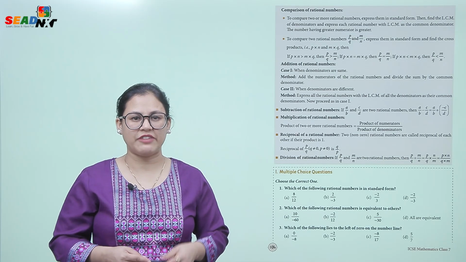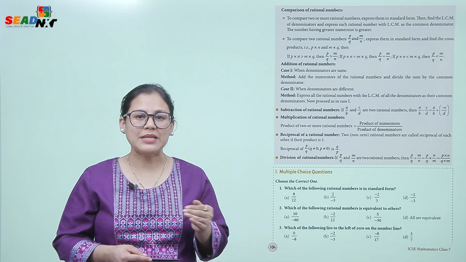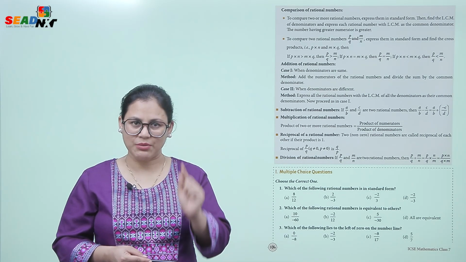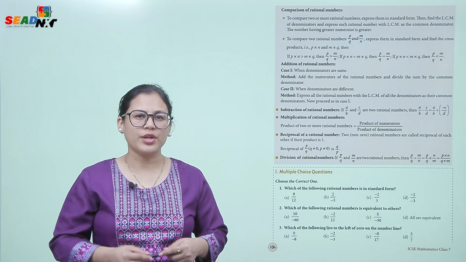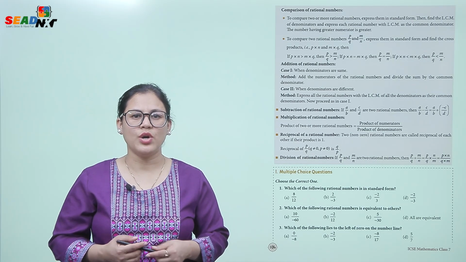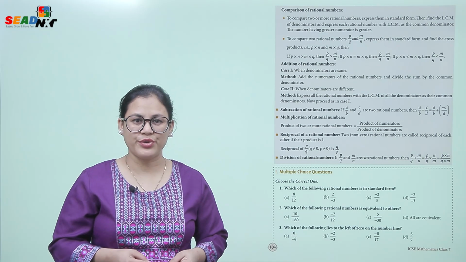Subtraction of rational numbers. If a by b and c by d are two rational numbers, then a by b minus c by d is equal to a by b plus, in bracket, minus c by d. Multiplication of rational numbers. Product of two or more rational numbers is equal to product of numerators upon product of denominators.